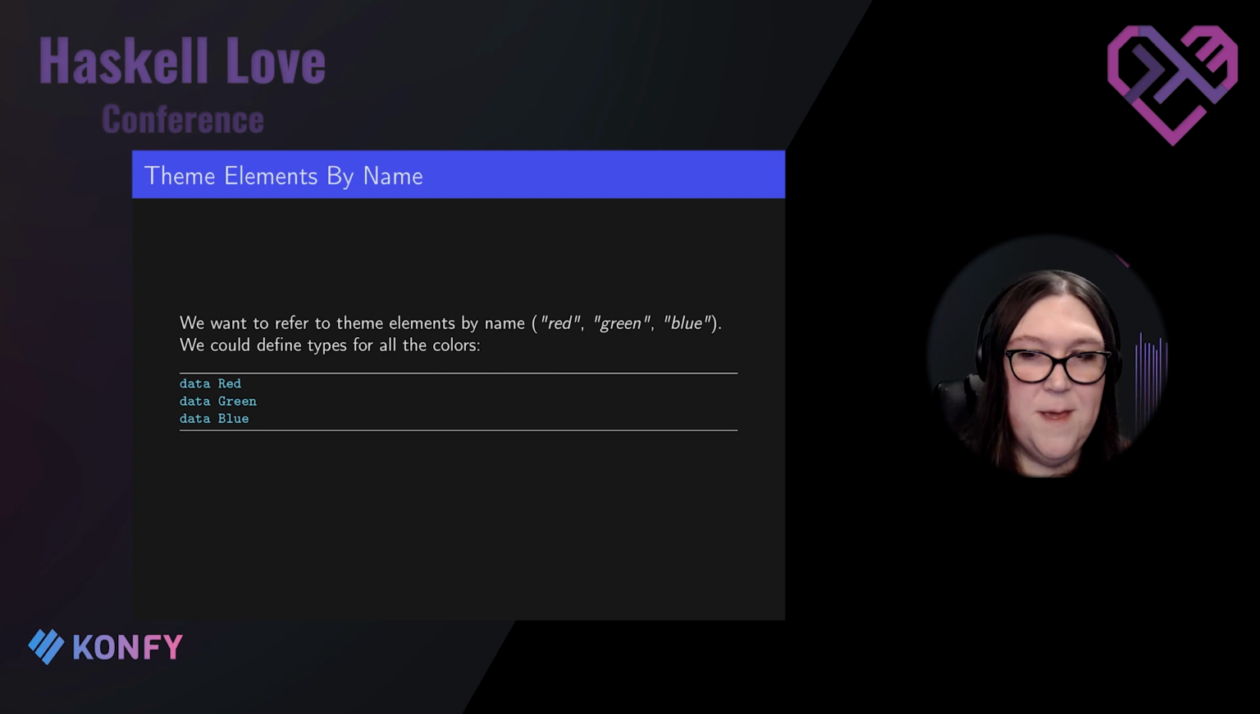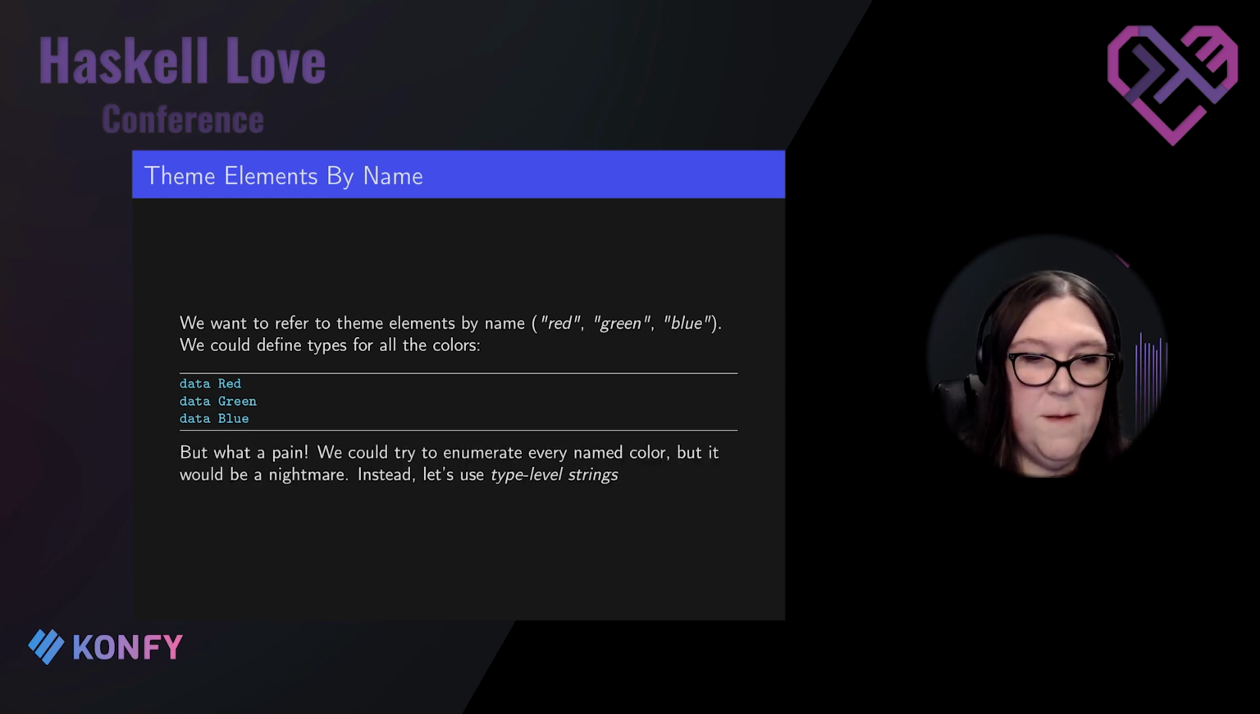And one of the ways that we could define a color is just with regular data types like red, green, and blue. And we could do that. We will do that later on in this talk. We'll show you how we can make use of this. But as a first class way of referring to colors, it's kind of a pain, right? Because we would have to enumerate every single color that we might want to use, and that's no good.